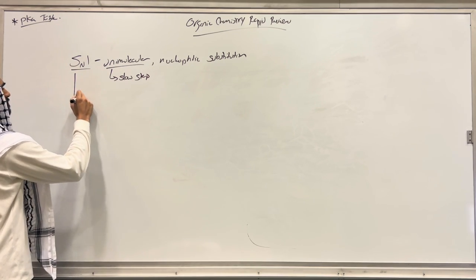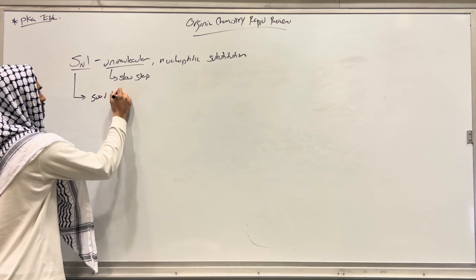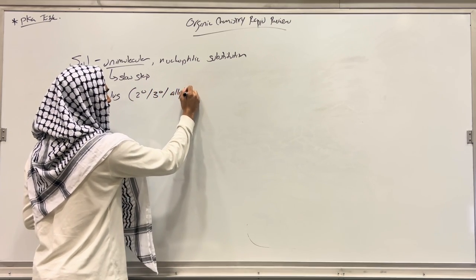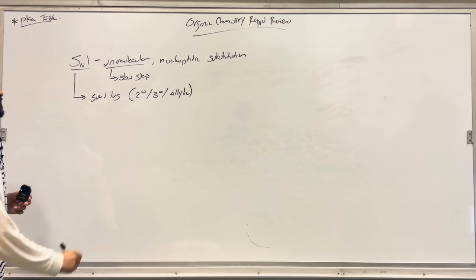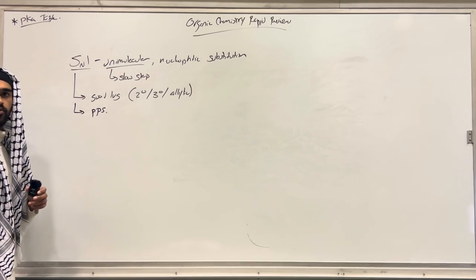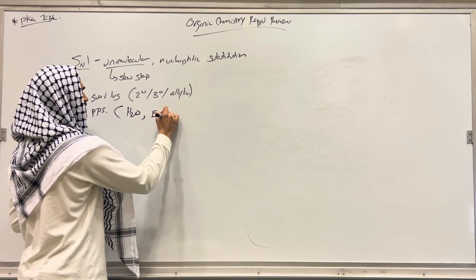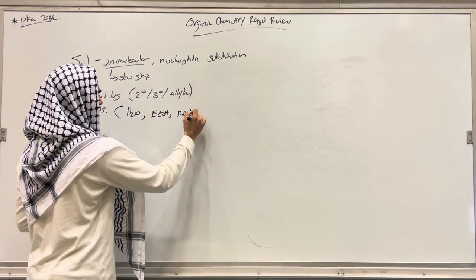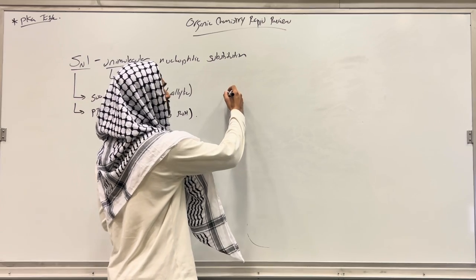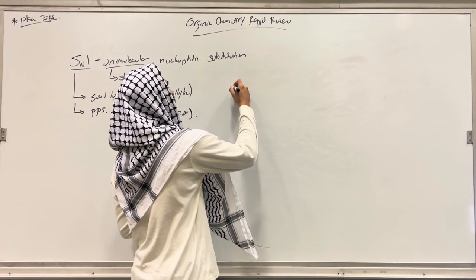All right, so what do we need for SN1 to happen? We need a good leaving group that is either secondary, tertiary, or allylic. And we need a polar protic solvent. What are polar protic solvents? Water, ethanol, other alcohols, etc. Polar protic solvents are the ones that are capable of hydrogen bonding. Yes, because they're protic, correct?